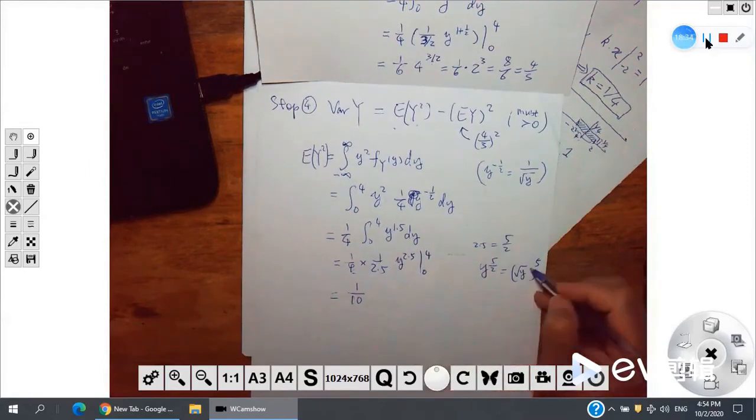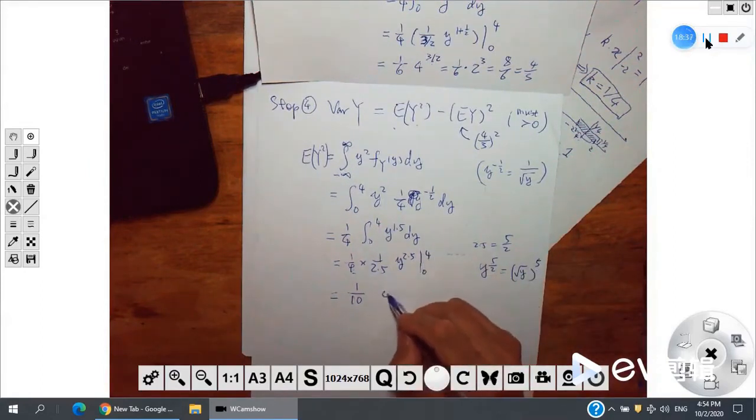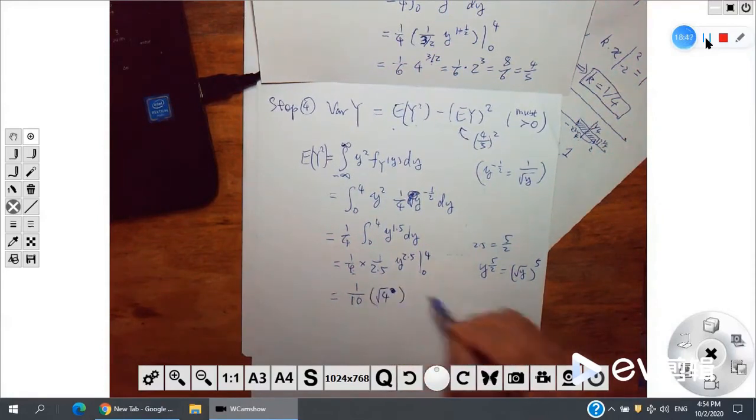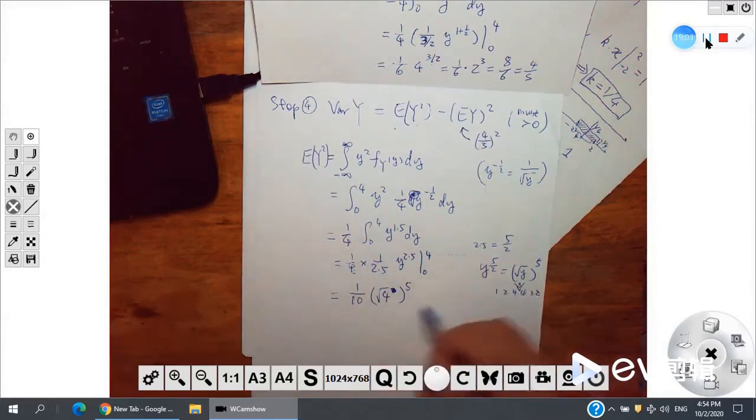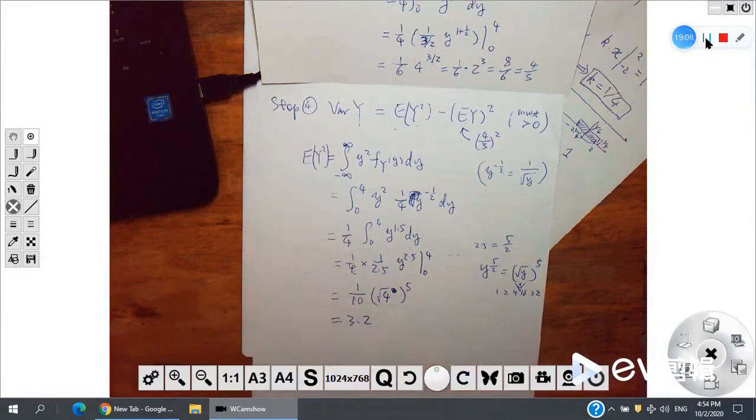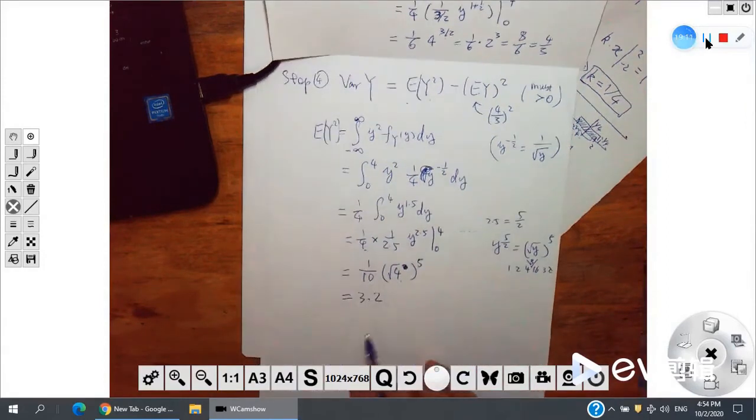Okay, and y is 4, right? So this is the square root of 4 with power 5. So this is 2 to 5. 2 to 5 is what? 32, right? 1, 2, 4, 8, 16, 32. I forgot 8. 32, yeah, 32. So 32 over 10, so 3.2, right? Okay, so we have E of y squared.